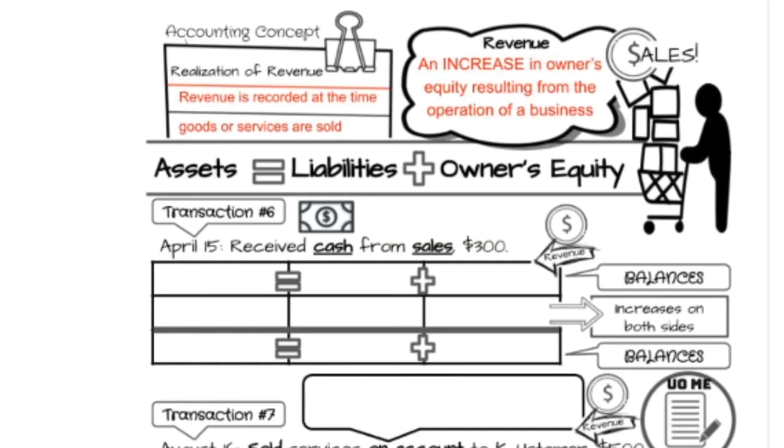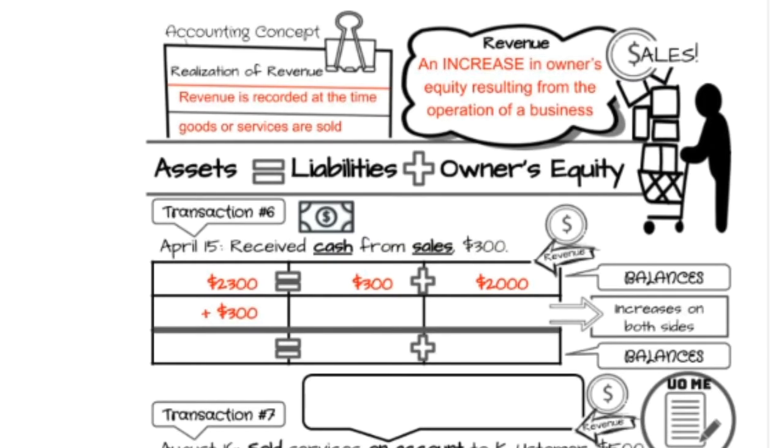We have, again, our accounting equation. We've got assets equals liabilities plus owner's equity. And we've got transaction number 6 here. Received cash from sales, $300. So we've got our little sales picture there, and we've got our little revenue picture there to represent money coming in. And our current balances are just taken from the previous page for the end balances of transaction number 5. So we've got our end balances here, and now receiving cash.